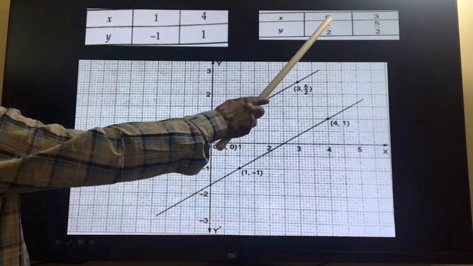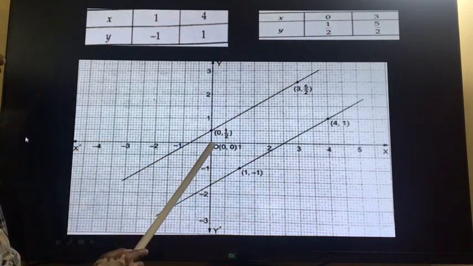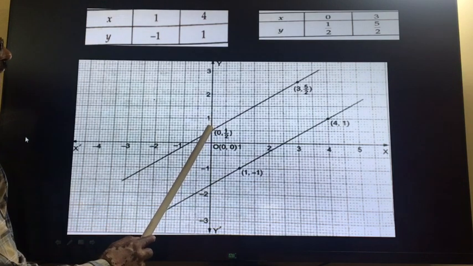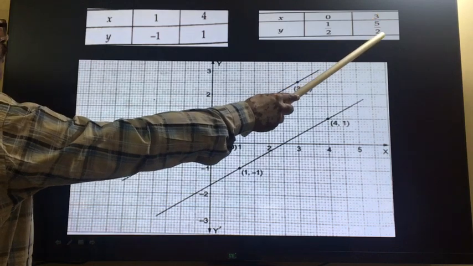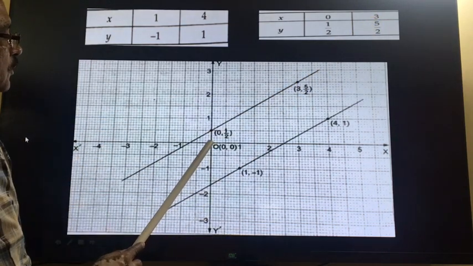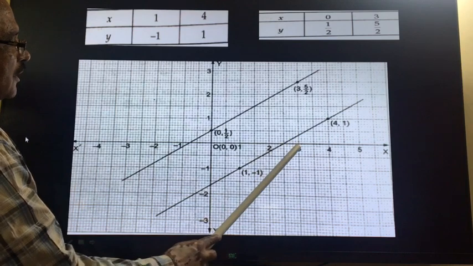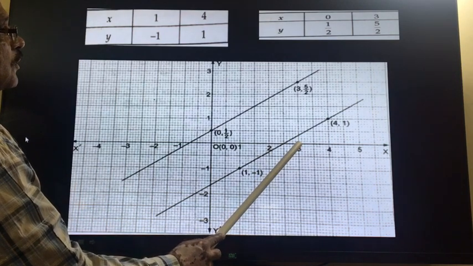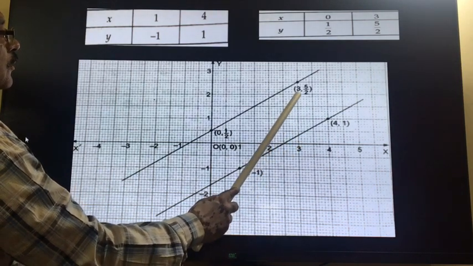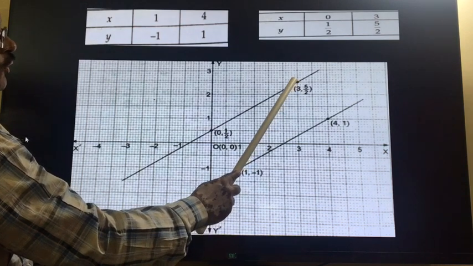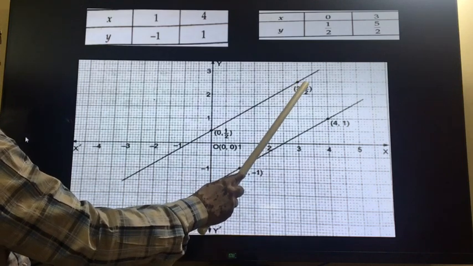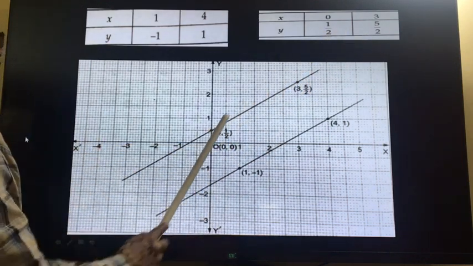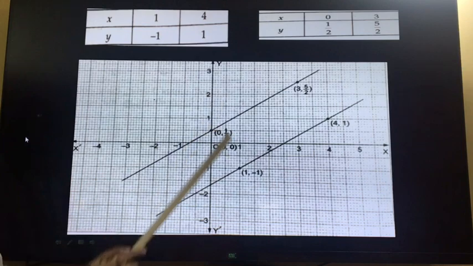For the second equation, 0 and half. So x is equal to 0 is here and half is here for positive y. So this is the point 0 and half. Next is 3 and 5 by 2. 5 by 2 is 2.5. So 3 from here 1, 2, 3. x is equal to 3. Then y is equal to 2 and half, so 2.5 is here. So 3 and 5 by 2 means 2.5. So we got this point. So we got these 2 points here and here.